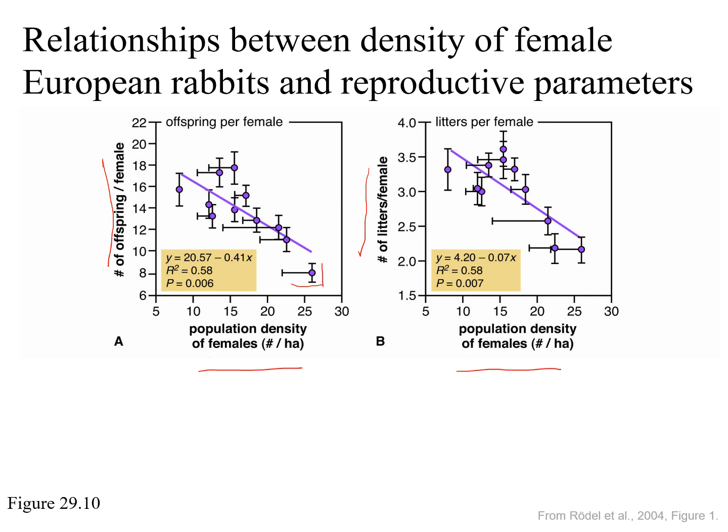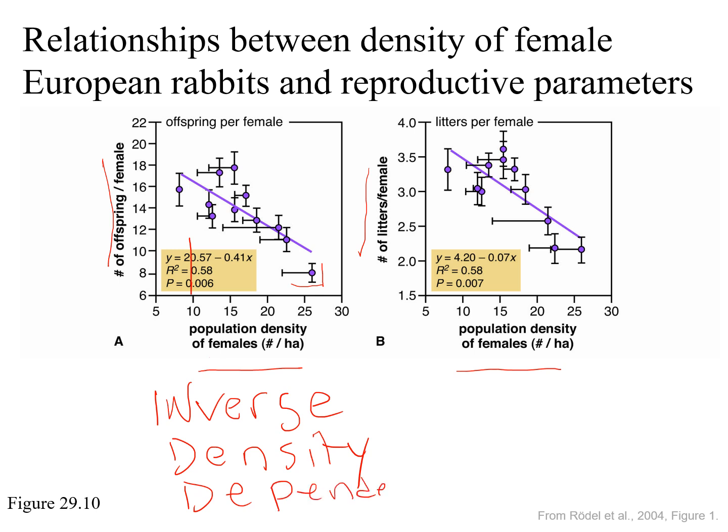Now, the first thing you'll notice is we have a very strong, what we call an inverse density dependence, which means that we saw this before with the fish, in that increasing densities of the female results in a decrease in the number of offspring that the female produce. And this relationship is pretty strong.